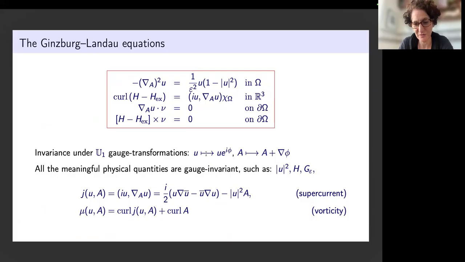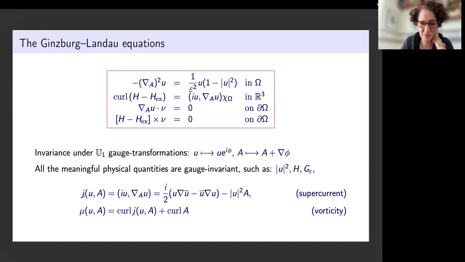And as I said, you have these gauge transformations, which are U1 based. So if you change U to U e^{i phi} and A to A plus gradient of phi, the physics doesn't change. So we have to work with physical quantities, which are gauge invariant ones.